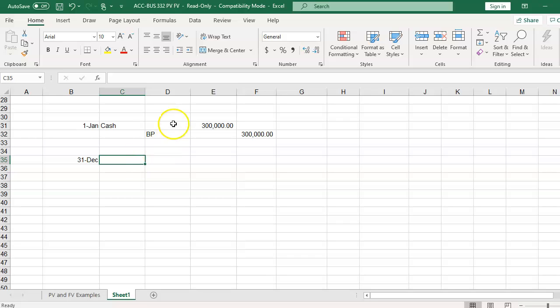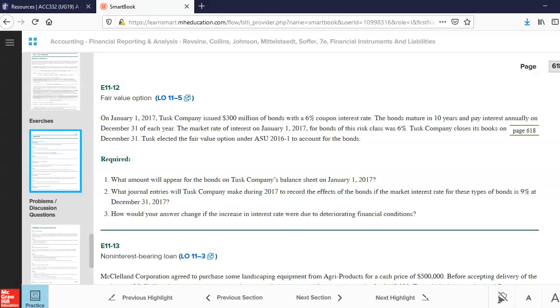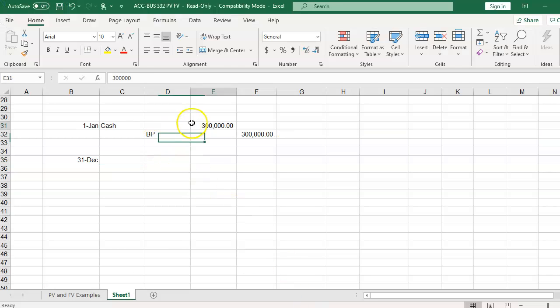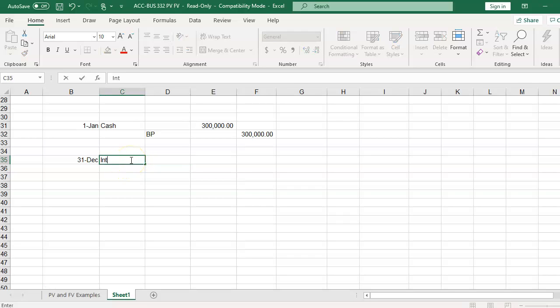And so requirement 1, and I probably got ahead of myself here. So what amount will appear? Well, keep in mind that these bonds, the coupon rate and the market rate of interest are the same. So that's why the entry here was there's no discount or premium because they were sold at par. Okay, so that's an important thing to remember. So now let's record interest expense for the year. So we're going to debit interest expense and we'll credit cash. And because the bonds were sold at par, there's no amortization or anything to worry about.